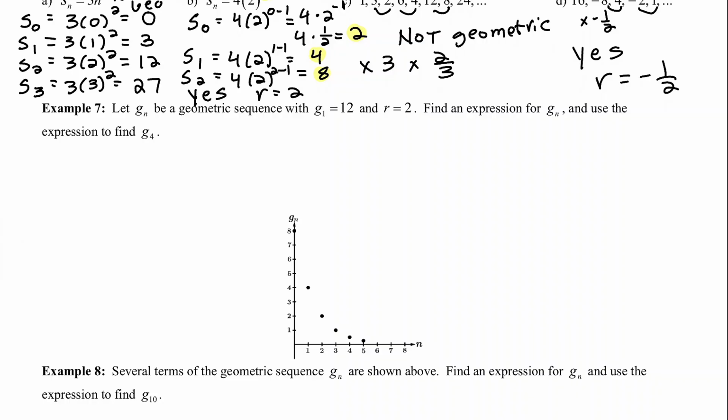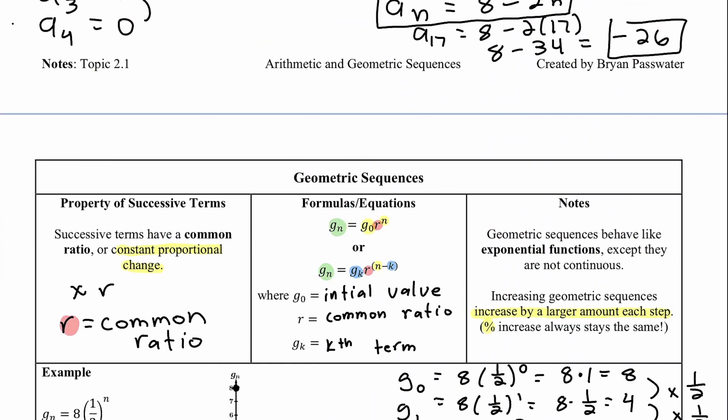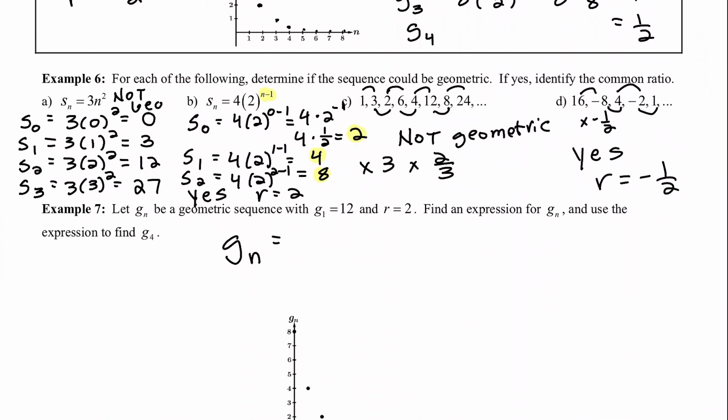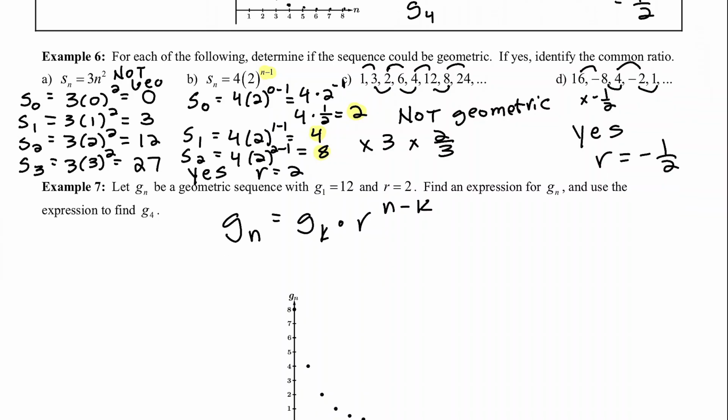Let G of n be a geometric sequence where G of 1 is equal to 12 and R is equal to 2. Find the expression for G of n and use the expression. So again, we want to use the second formula up here most of the time. They don't give us G of 0. So we're doing G of k times R to the power of n minus k. And we're using G of 1 for G of k. So k is going to equal 1.